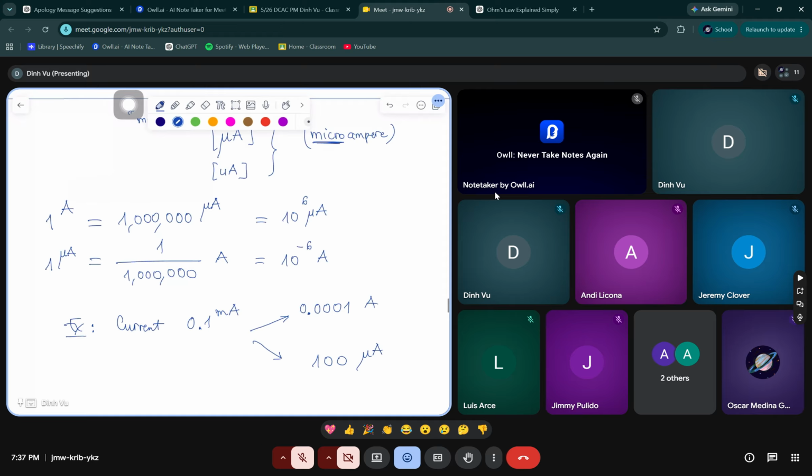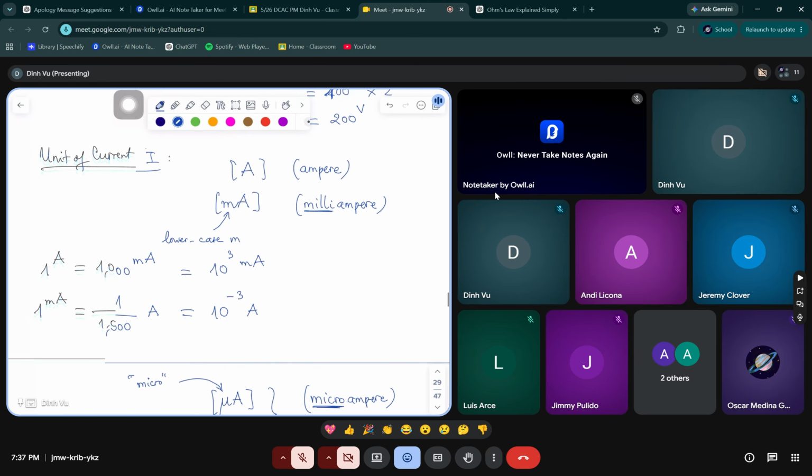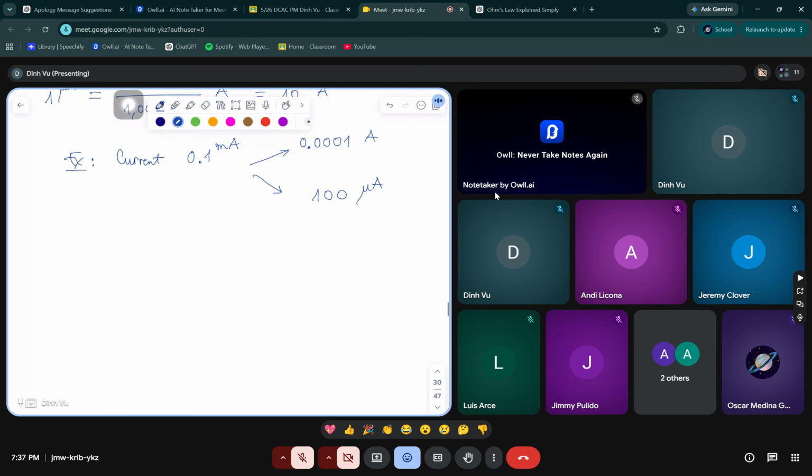Okay, so this is the unit of current. Now, similarly, we have the unit of voltage. So the basic unit of voltage is volt, V here. The capital letter V stands for volt.